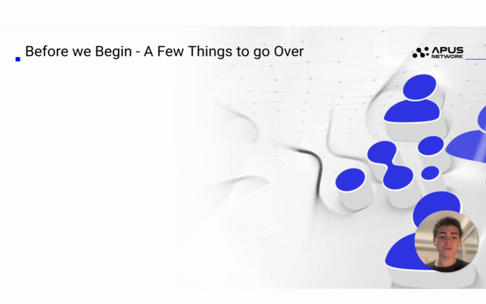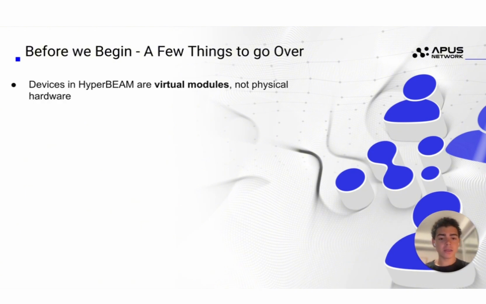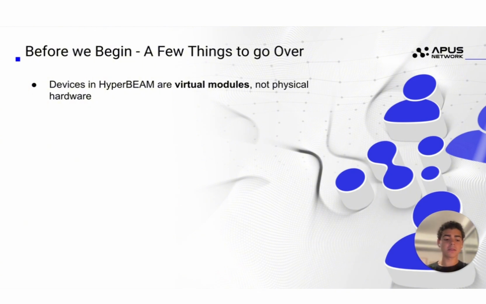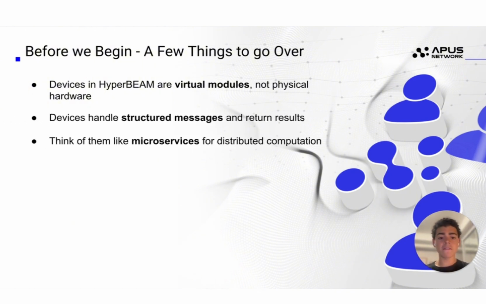Let's get started with a few key ideas. In HyperBEAM, a device is a virtual module, not a physical object. It is a lightweight process that can receive, handle, and respond to messages. Devices are how HyperBEAM structures distributed computation. You can think of them like mini servers or microservices, each handling specific types of logic.